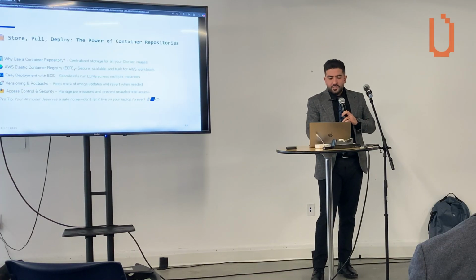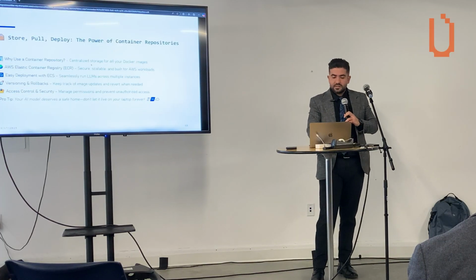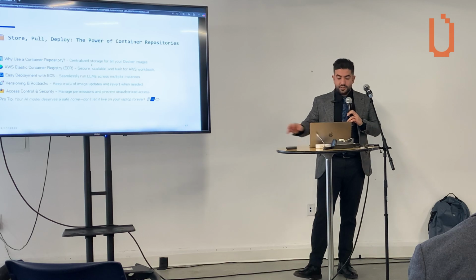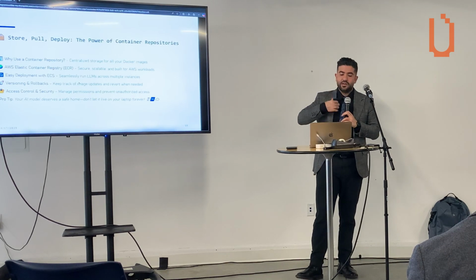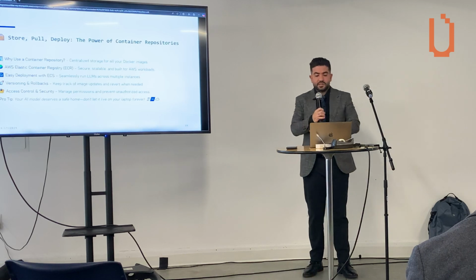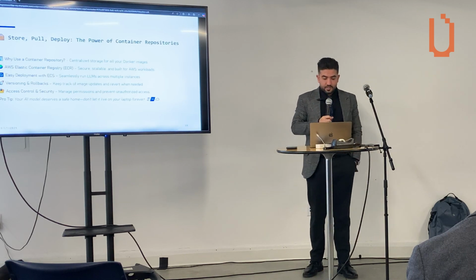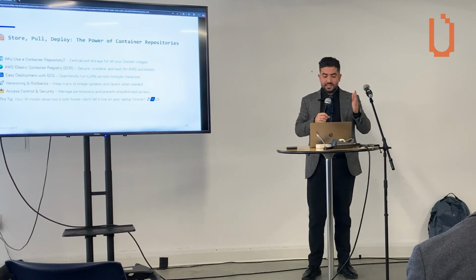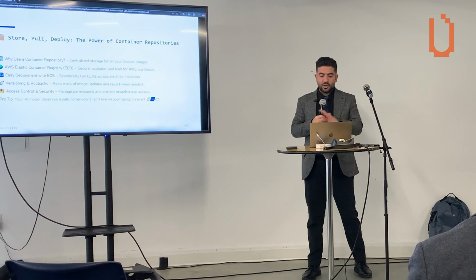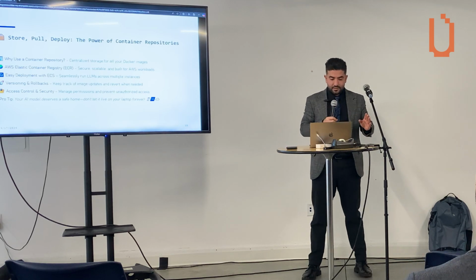So why are we using the container repository? It makes a centralized storage for all your Docker images. Why am I using AWS Elastic Container Registry here? Because it's secure, scalable, and built into AWS workloads. It's easy deployment with ECS, I will show you. It has versioning and rollbacks, and manages all the permissions and access control.